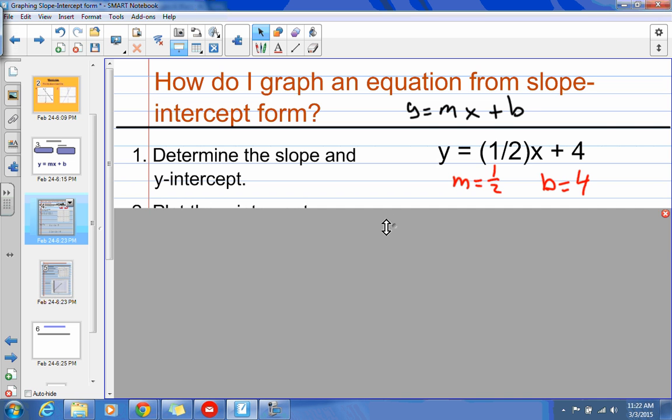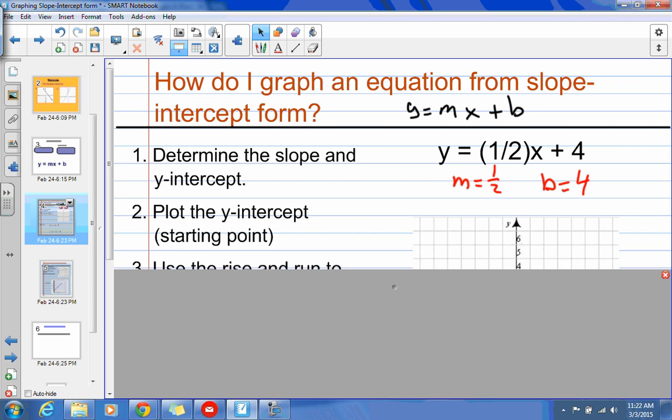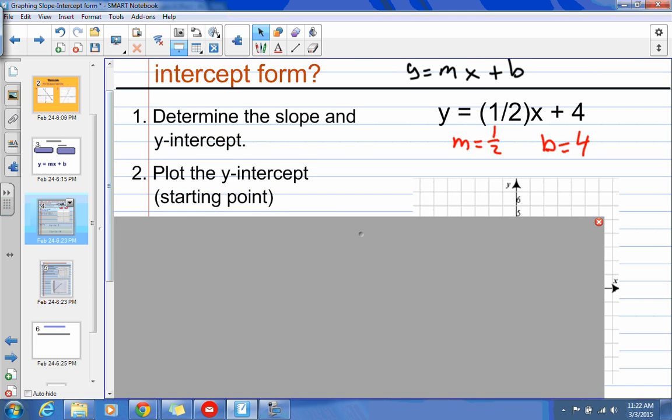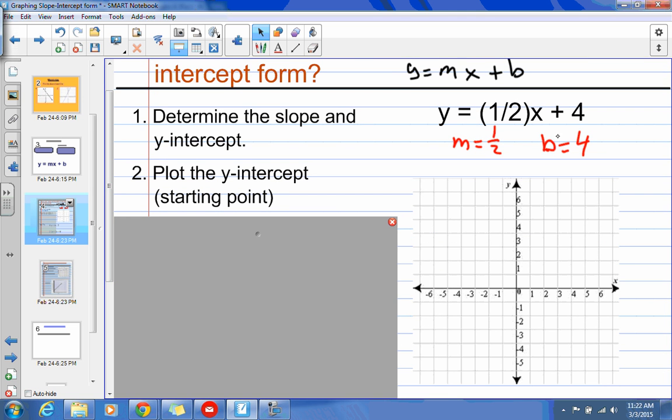So, next step. Plot the y-intercept. That's also called your starting point. So when you think of y-intercept, think starting point. We have our y-intercept of 4, so we start at b equals 4, which is on the y-axis. It's called the y-intercept because it's on the y-axis. So you start at 4 on the y-axis: 1, 2, 3, 4. I know the numbers are a little bit off, but don't worry about that. That's 4, your starting point.